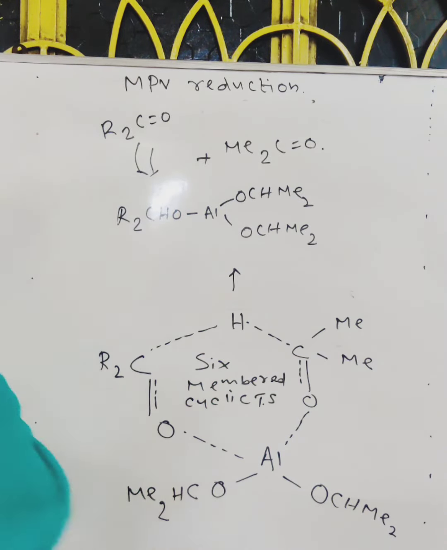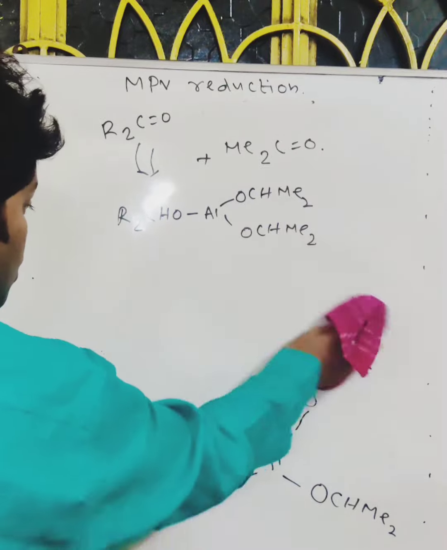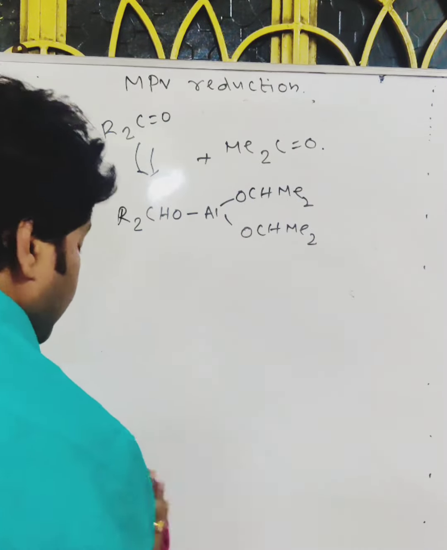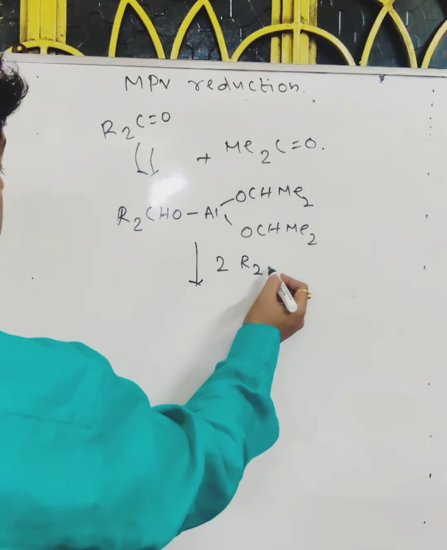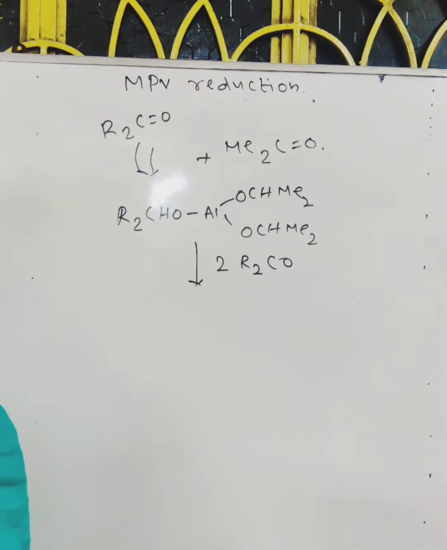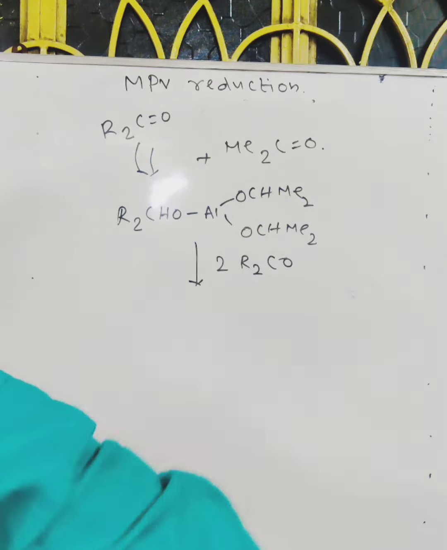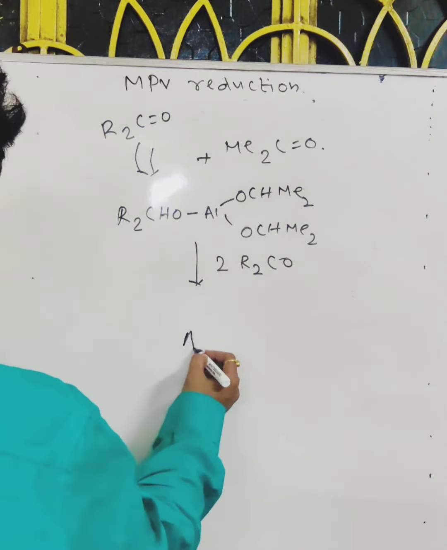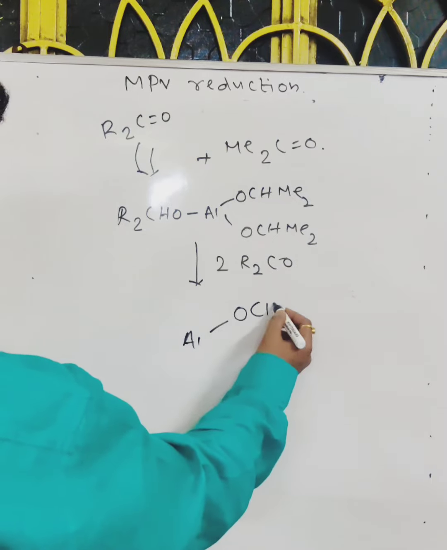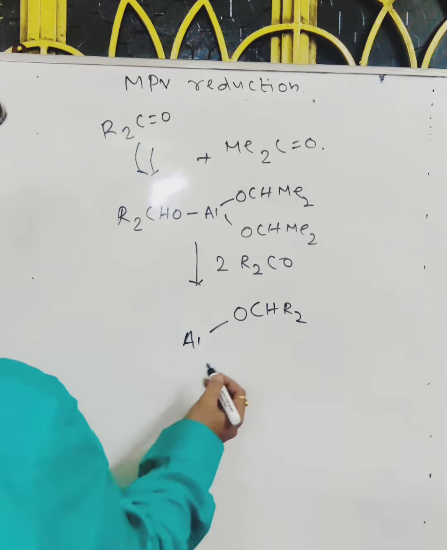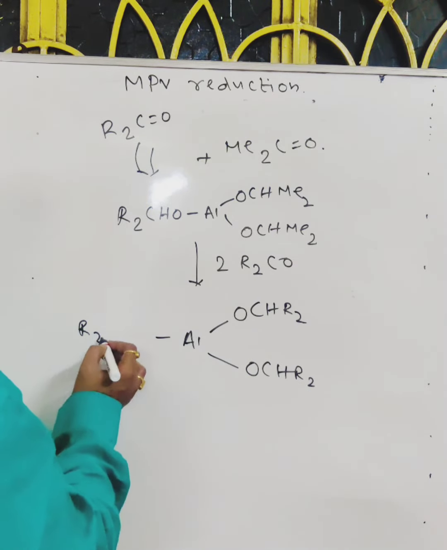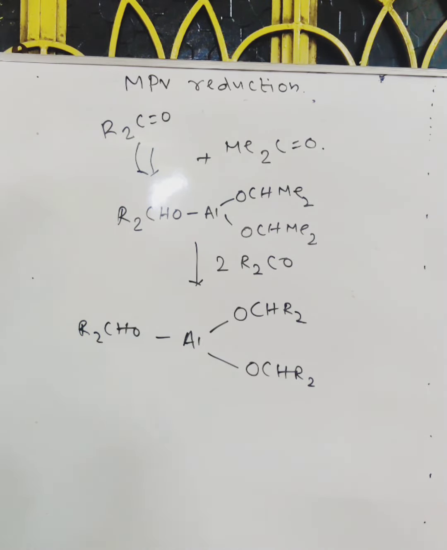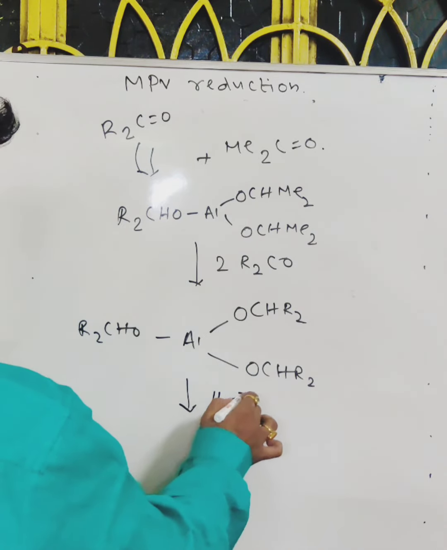So think about it. If we have another 2 moles of R2CO to react, what will happen? The rest of these 2 will also be replaced. That means it will now give you Al(OCHR2)3. The same mechanism will be followed, OCHR2, and obviously this is R2CH. Correct? The last part is very easy, and I am not going to show this mechanism. This is the H3O plus.